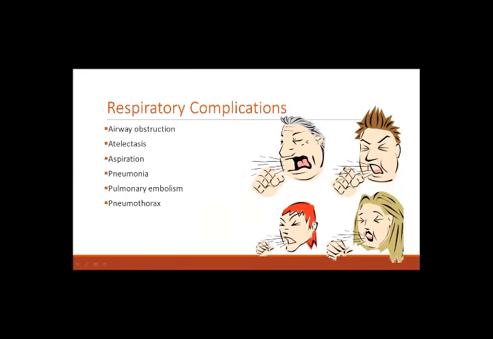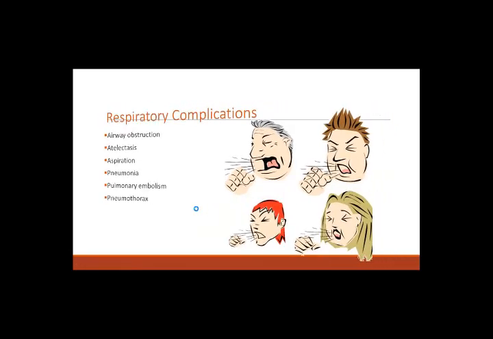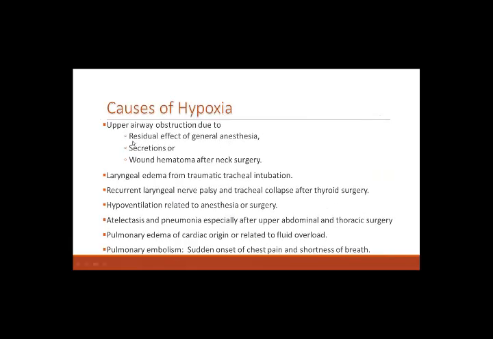Okay, next up is respiratory complications. These are airway obstruction, atelectasis, aspiration, pneumonias, pulmonary embolism, or pneumothorax, okay? All these things can occur after surgery. Causes of hypoxia. Okay.